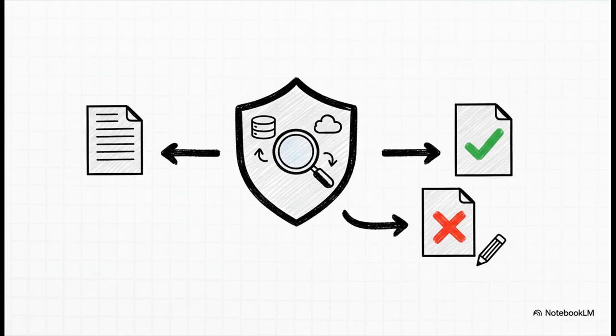Think of it like a fact checker built right into the system. After it retrieves some info, it double-checks it against trusted sources, maybe even a live web search. If it finds something that's wrong or out of date, it corrects it before it ever generates an answer. This is absolutely crucial for finance, for medicine, for law, anywhere accuracy is non-negotiable.